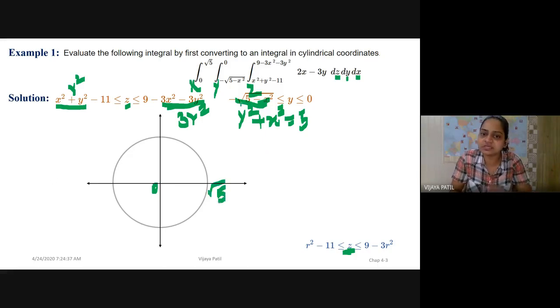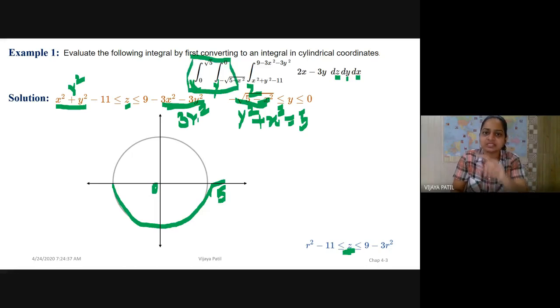Now if you observe, this minus square root of 5 minus x square, which part is this? This is minus, that means this is the lower part of the circle, the lower part of the x-axis. So this is nothing but this entire region here.